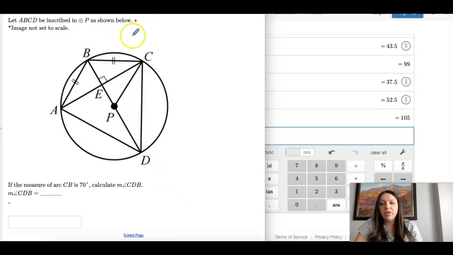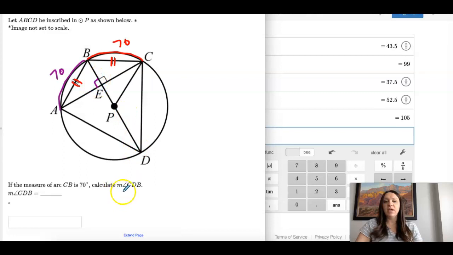Now we don't have a trapezoid, we have a kite inscribed in a circle, and we're given arc length 70 from CB, and notice that we have the same thing. We have same sides here. So I'm going to just label that as 70 as well, because those are the same. They're both right angles. We want to calculate the angle measure, angle of C to D to B. So this one.